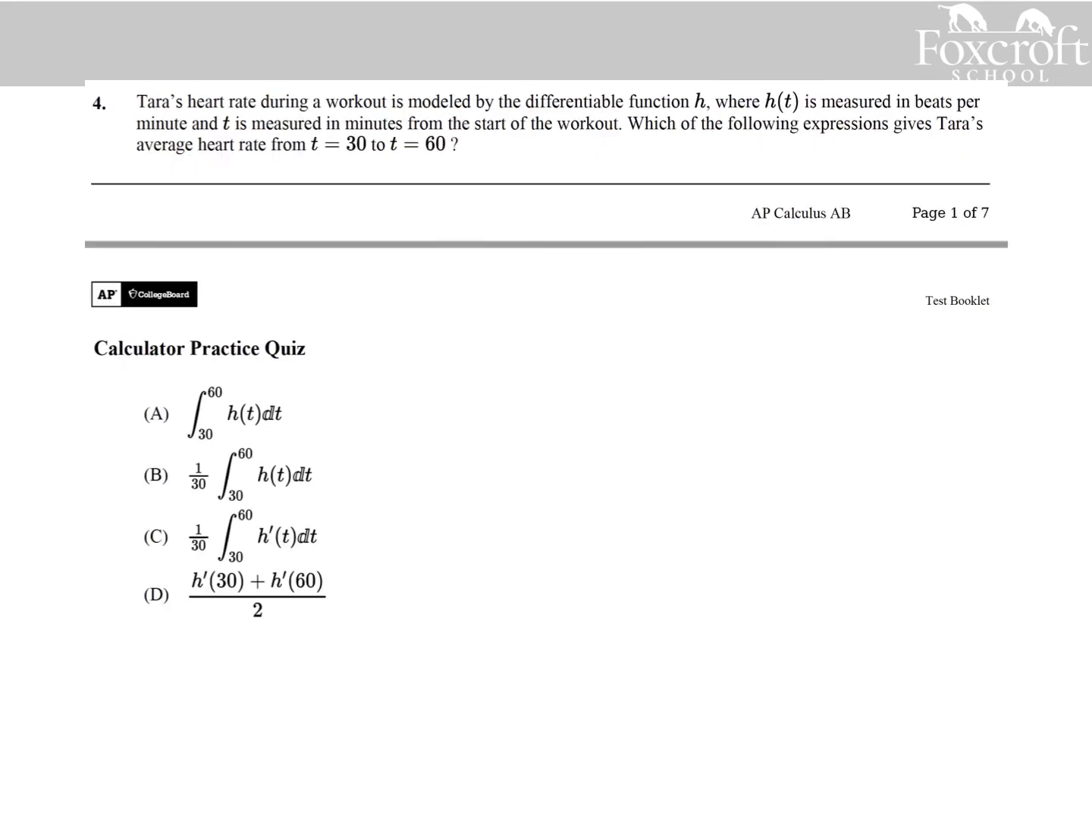Tara's heart rate during a workout is modeled by this function h of t, and we want to know the average heart rate from 30 to 60. So there's a formula for the average: take 1 over the distance between the two places. A normal average is you add up stuff and you divide by the number of things. Well, here between 30 and 60, there's an infinite number of things. So the number of things we use is the distance from 30 to 60.